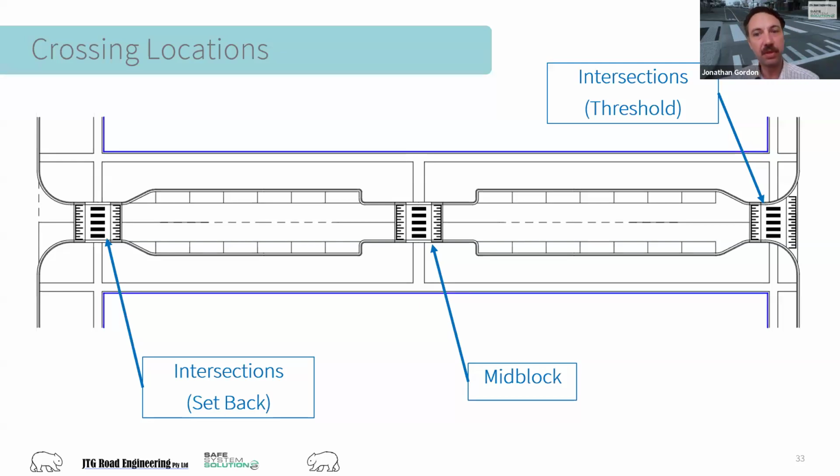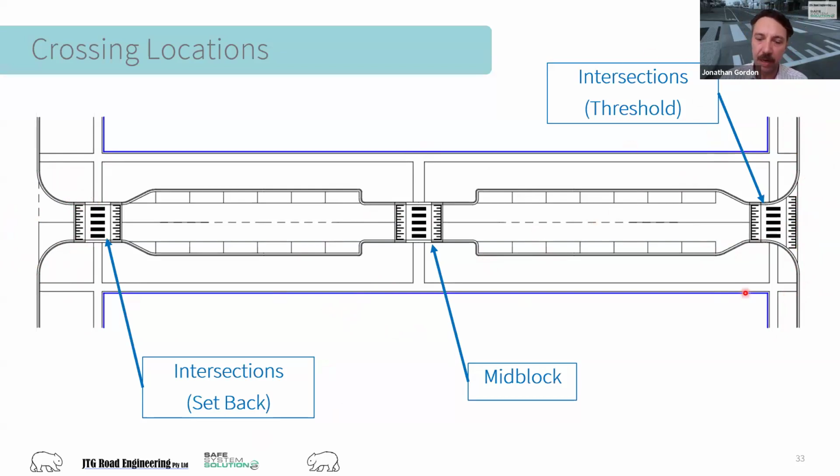So let's jump a little bit more into crossing locations. Just going to run through some options here quickly. We have our intersections with a setback. We'll talk to you about that, and anyone who's been involved in the principles course may recall some discussion in that as well. Of course, we've got mid-block options, and then we've got these threshold treatments where the crossing is against the curb or traffic lane line of the main road here.